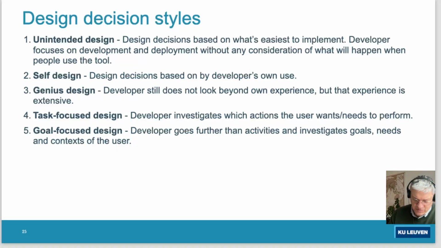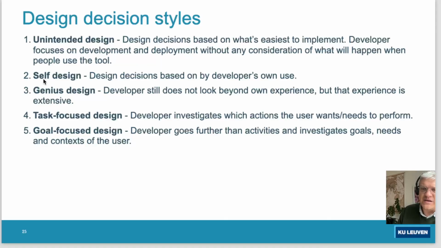When you create a visual, as with many different things, like for example statistical analysis, there are different decision styles, right? The first one is unintended design. Similar to what a statistician may do: if a statistician only knows ANOVA, then everything that person does, they will say, well, I'll do an ANOVA, right? If that's what you know, that's what you'll use. So basically, that's what's easiest to implement.